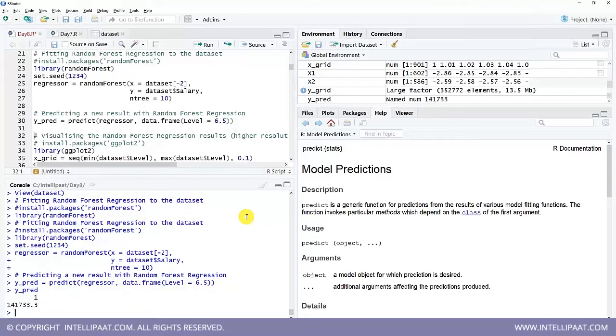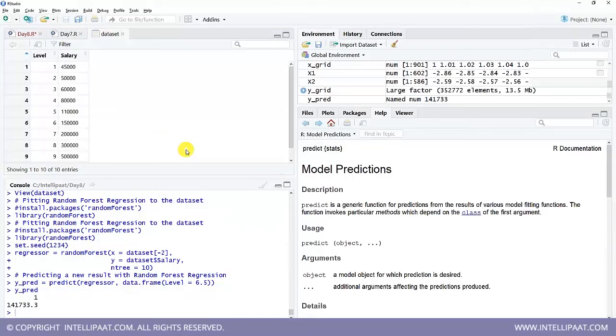141,733, 141K or 142K. Is it good? All that I can say is it is different, but I don't know if it's good or bad. But I think it is a little bit bad because for level 6 it is 150K, level 7 it is 200K. We expected a prediction of 175K at least based on the polling that we did. But the decision tree predicted 142K.